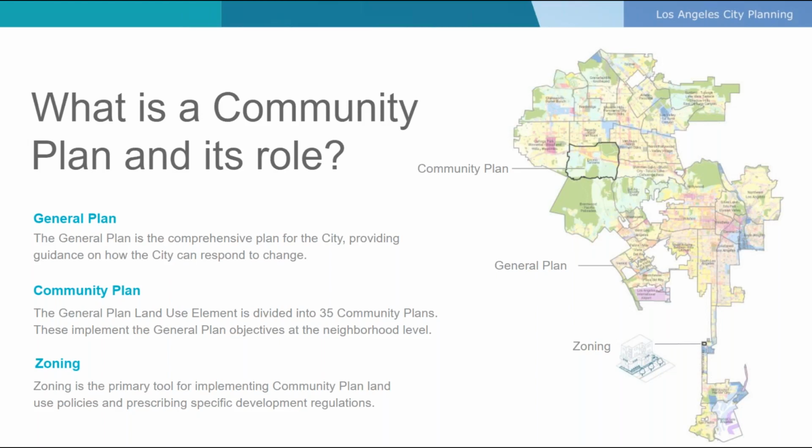So, while the general plan applies to the city of Los Angeles as a whole, laying out our values and setting a vision for the type of city we aspire to be, the community plan allows us to zoom into the neighborhood level. The community plans assign land uses and guide future development within each plan area. And in order to implement the community plan land use policies, the city's zoning code delineates specific requirements for development such as allowed uses, maximum heights, required yards, and other standards.